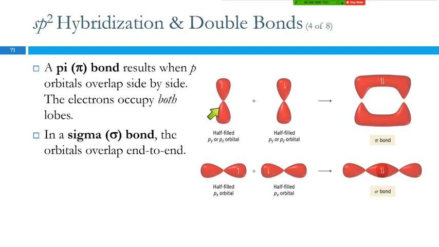So pi bond is when we have the side-to-side overlap like this. We can also have unhybridized p orbitals that overlap end-to-end, and that forms a sigma bond. So pi bond is side-to-side overlap of p orbitals. The electrons occupy both lobes. So this pair of electrons is up here and down here, just like the one electron in this is here and here at the same time. Here they overlap end to end. That's a sigma bond.